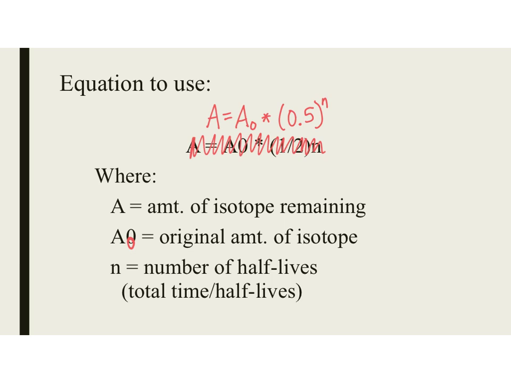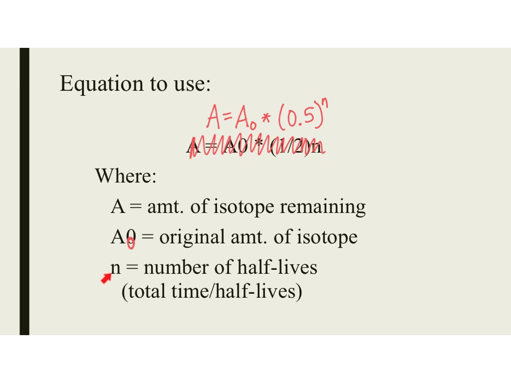So looking here, what do these variables stand for? And please do not memorize this equation. This equation will be given to you if you printed out that chemistry reference sheet that is in our course resources folder. This equation is also on the back of that. So A stands for the amount of isotope remaining. A sub naught stands for the original amount of isotope. N stands for the number of half-lives.